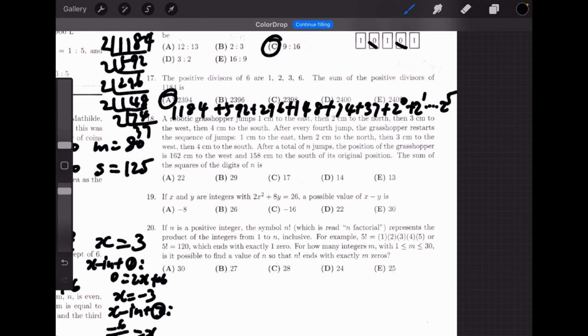Okay. So if this is the initial position of the grasshopper, then after the first sequence, it should be 1 centimeter to the east, 2 centimeters to the north, 3 centimeters to the west, and then 4 centimeters to the south. The end position would be 2 centimeters to the west and 2 centimeters to the south from the initial position. And therefore, if the last sequence of jumps is complete, then the grasshopper should be 162 centimeters to the west and 162 centimeters to the south.